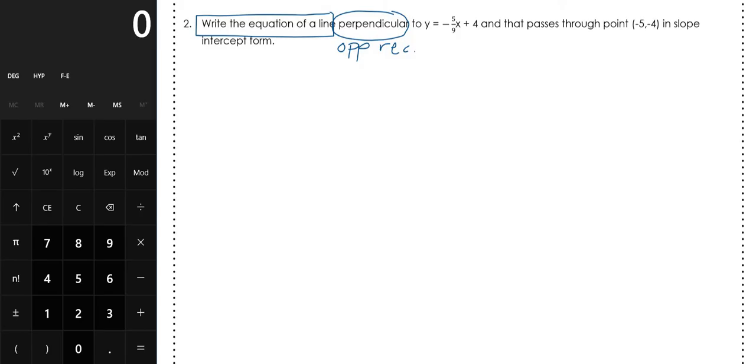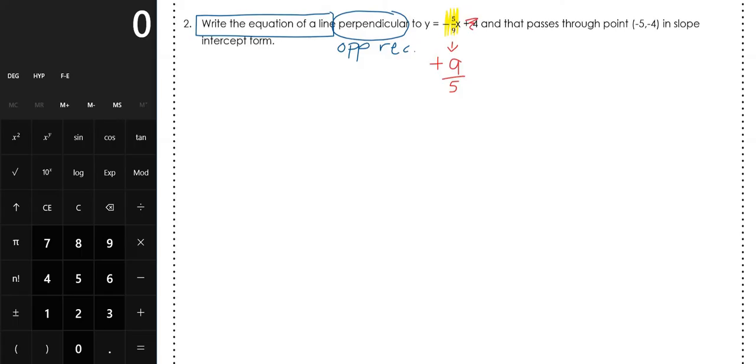So their line is y equals negative 5 over 9x plus 4. So their slope is right here. It's negative 5 over 9. So when we think about perpendicular, we need to take that negative 5 over 9 and take the opposite sign, so it's going to become positive. And then 5 over 9, we have to take the reciprocal. In other words, flip the fraction. So it's going to be a positive 9 over 5.